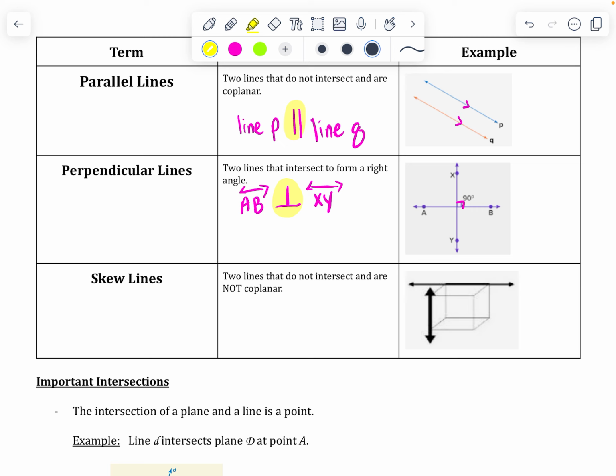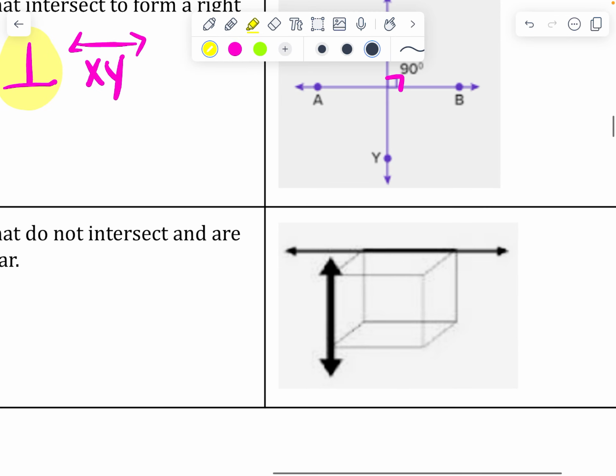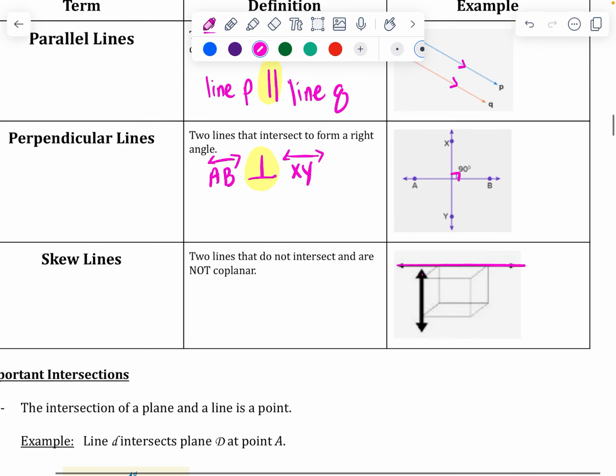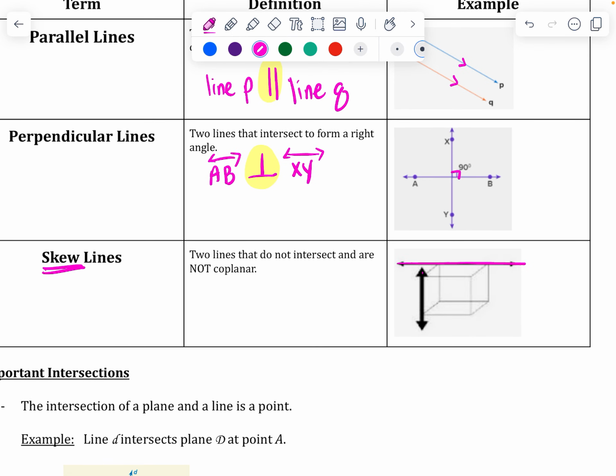And then this is probably a new one that you're not familiar with, and it's called skew lines. That's if the lines do not intersect and they are not coplanar. If you look at the lines on this box, notice that this one is in the back here, and the one out in front wouldn't intersect. They wouldn't be on the same plane, and they would not intersect. So they would be called skew lines, and that's kind of a new one. Skew lines do not intersect and are not coplanar.